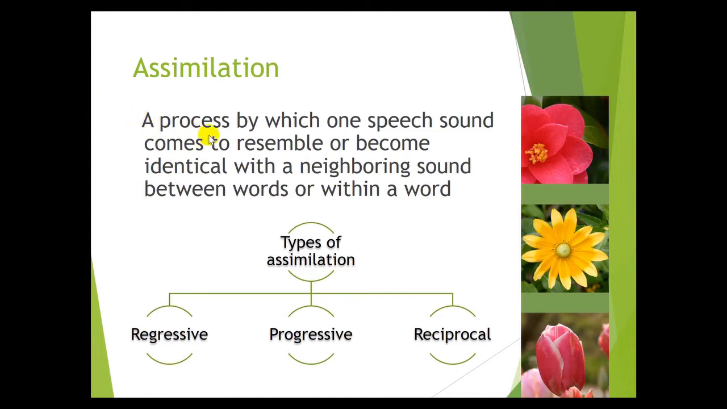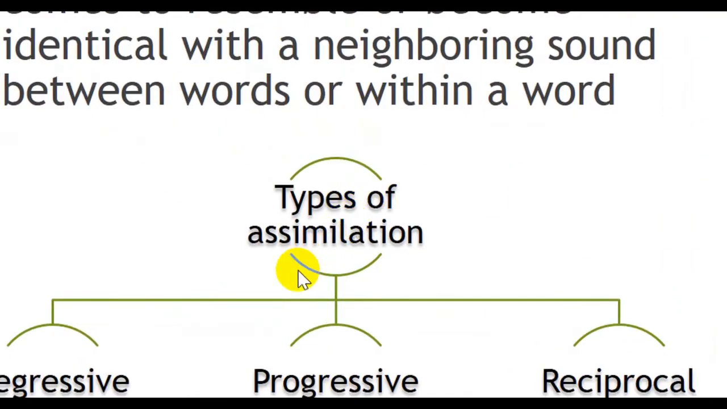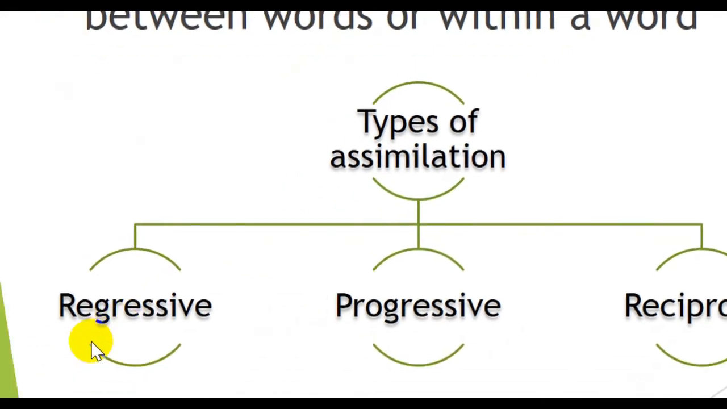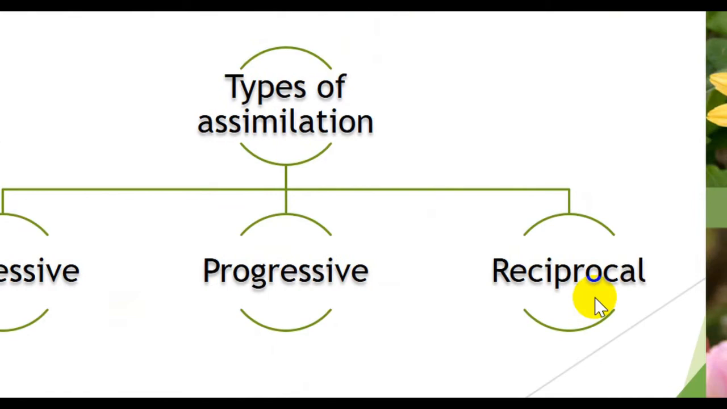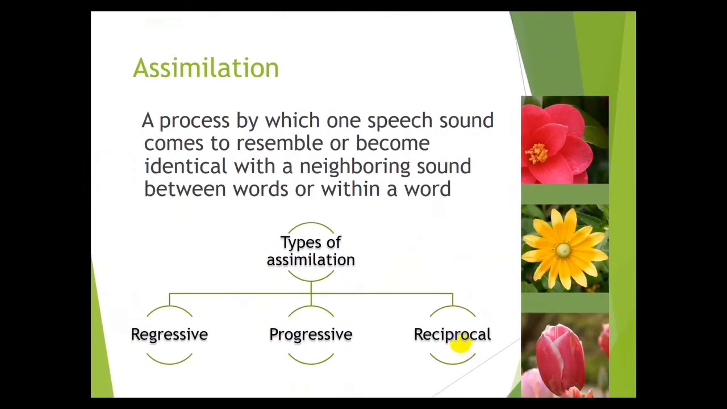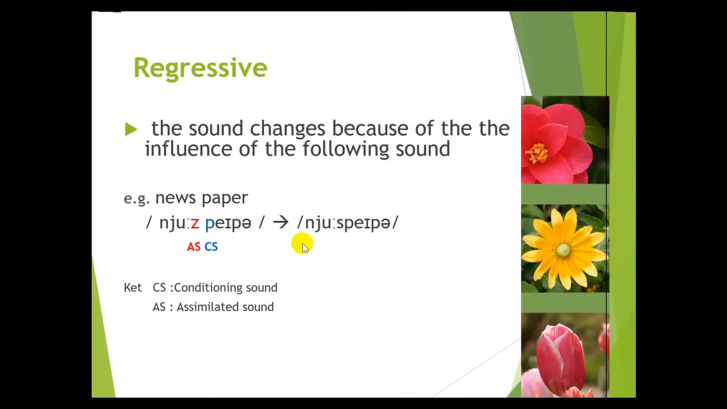Assimilation is a process by which one speech sound comes to resemble or become identical with the neighboring sound. It can happen between words or within a word. There are three types of assimilation: regressive assimilation, progressive, and reciprocal assimilation. We're going to start with the first one, regressive assimilation. Most assimilations are regressive assimilation.